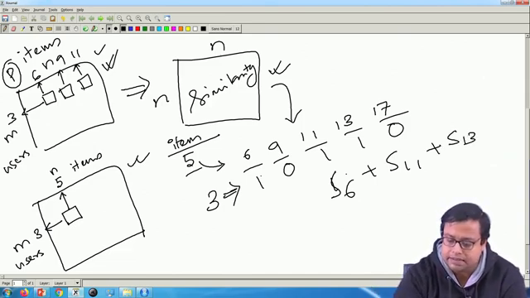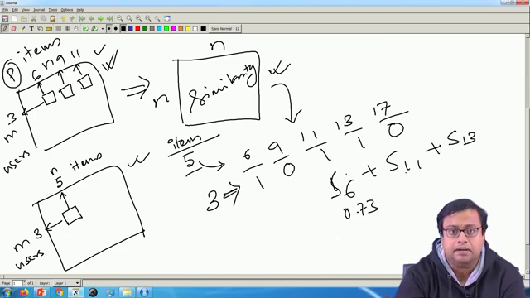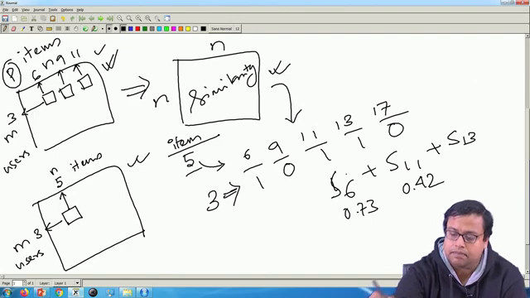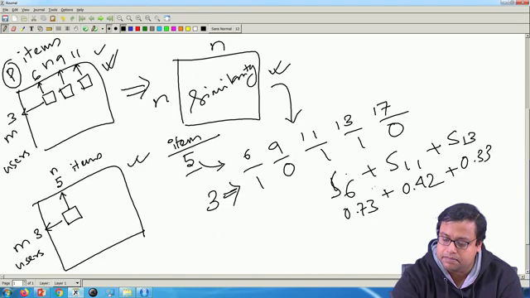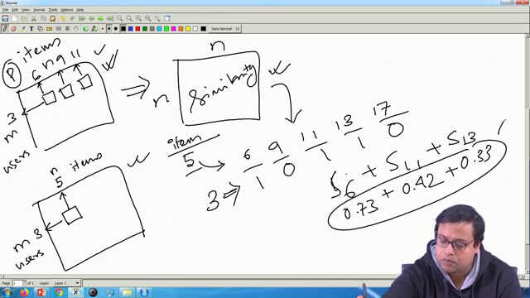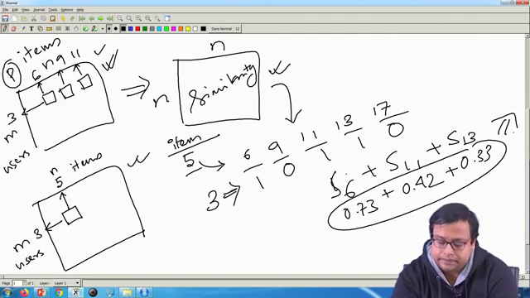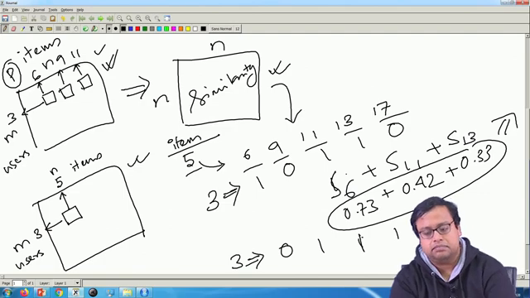Let us say the similarity of item number 6 with item number 5 is 0.73, item number 11 with item number 5 is 0.42, and item number 13 with item number 5 is 0.33. So, this is his net similarity score for product 3. On the other hand, let us say in another situation I see that this guy has not seen this, the rest 4 he has seen.